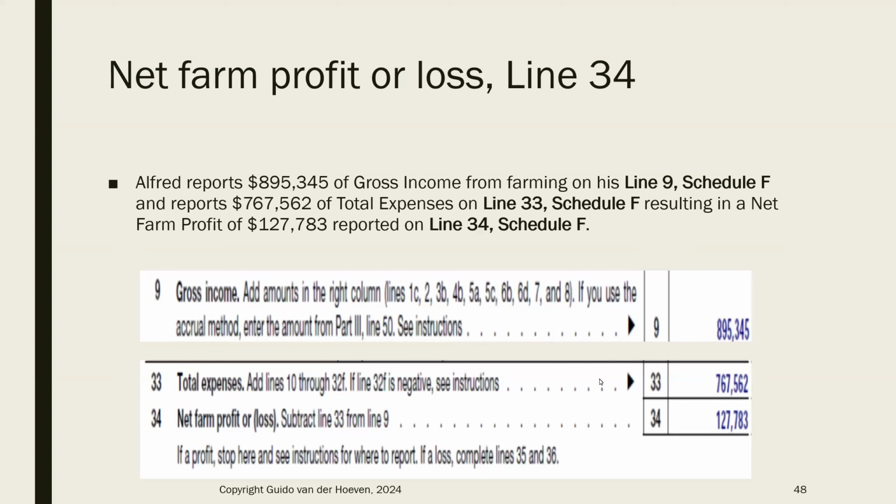Then he's got total expenses on line 33 of $767,000 and some coin. If I've done my math right, he's got a net farm profit of $127,783. Big numbers. Probably folks are looking at that and saying, yeah, I wish. Maybe I need to knock off and go 89,000, 76,000, 12,000. That's more realistic. But I think the point there is we're down here at net farm profit. That net farm profit is going to be subject to ordinary income tax, and it's also going to be subject to self-employment tax.